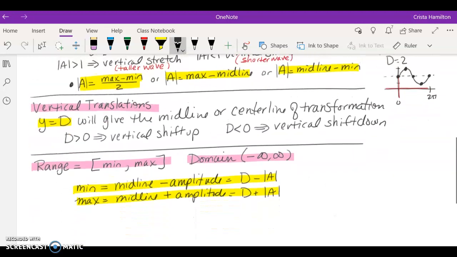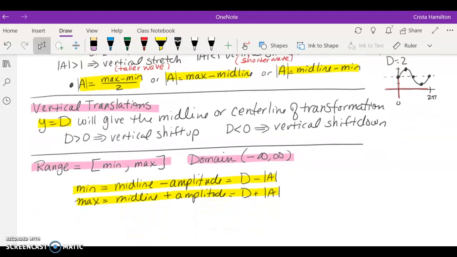And then the last thing that I'll talk about in this set of notes is the idea that your range is always your min to your max. Your domain is always negative infinity to infinity for the sine and the cosine function. And if I was given the equation and I wanted to find the min or the max, you can always simply take the midline minus the amplitude to get the min, or the midline plus the amplitude to get the max. So that just shows you the formulas to use for that.